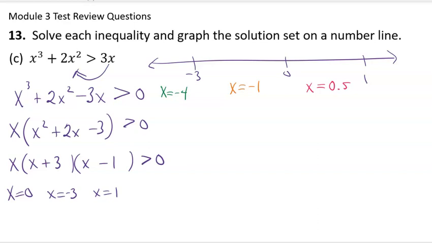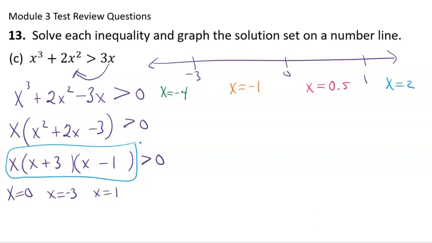Some kind of blue. How about that? How about x is equal to 2? Okay, and what am I going to do? I'm going to plug them in this factored version and just see if we've got a true or a false statement.